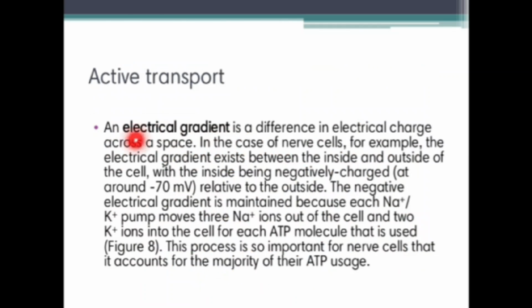What is an electrical gradient? An electrical gradient is a difference in electrical charge across a space. In the case of nerve cells, for example, the electrical gradient exists between the inside and outside of the cell, with the inside being negatively charged, around -70 mV relative to the outside. The negative electrical gradient is maintained because each sodium-potassium pump moves 3 sodium ions out of the cell and 2 potassium ions into the cell for each ATP molecule that is used. This process is so important for nerve cells that it accounts for the majority of their ATP usage.